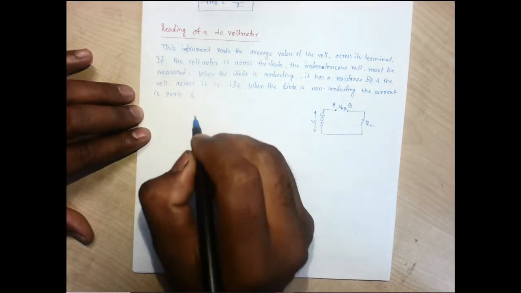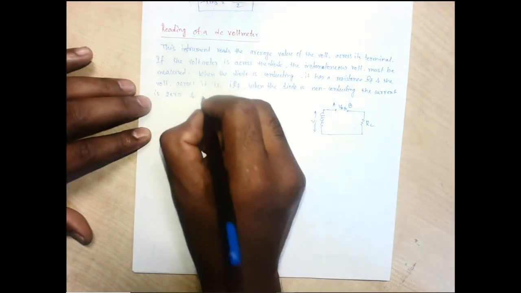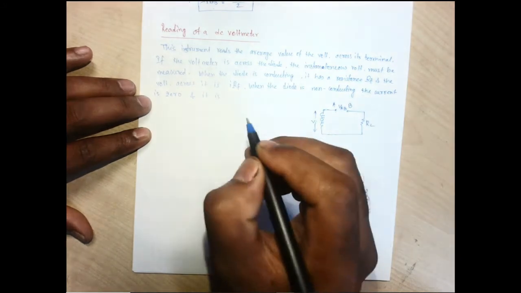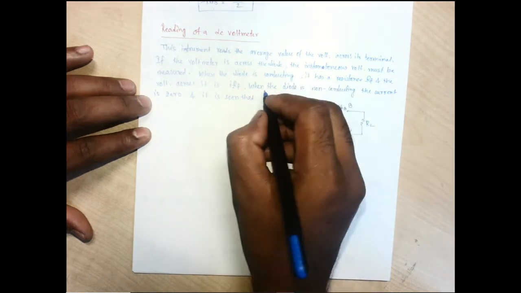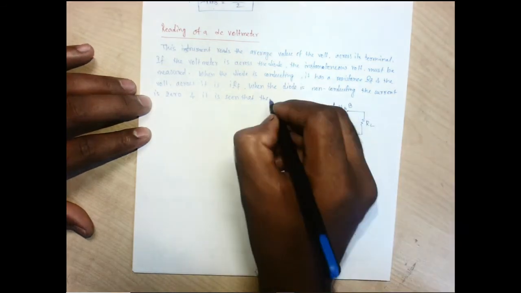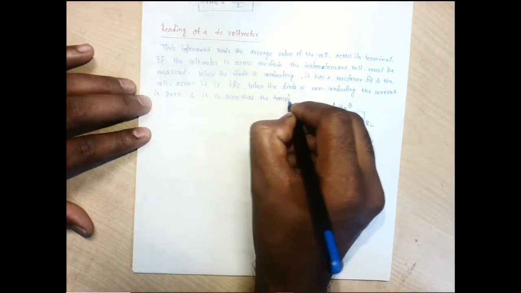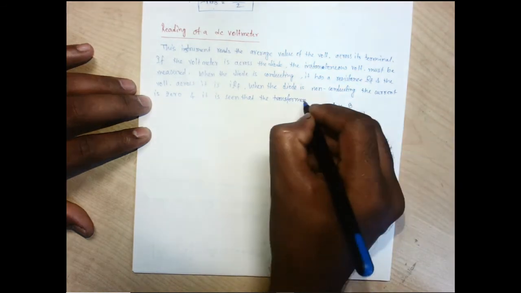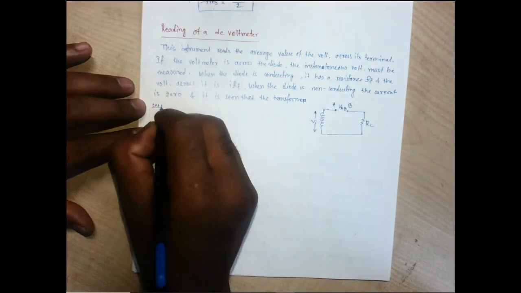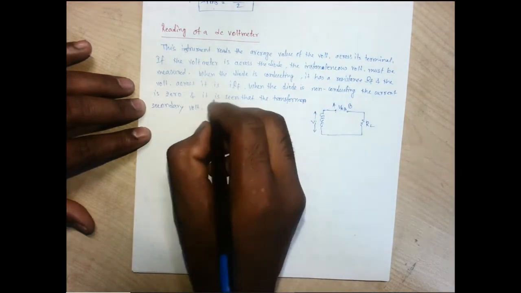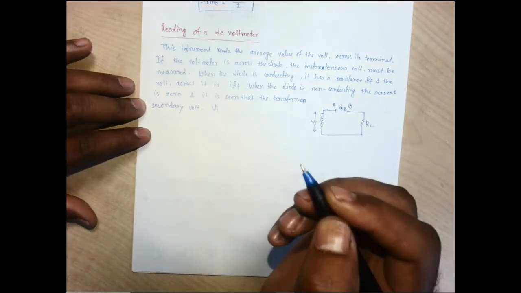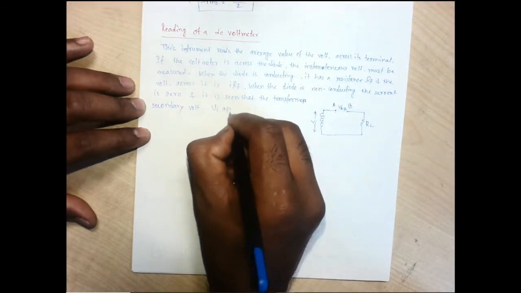So when the diode is non-conducting, the current is 0, and it is seen that the transformer secondary voltage Vi appears across the diode.